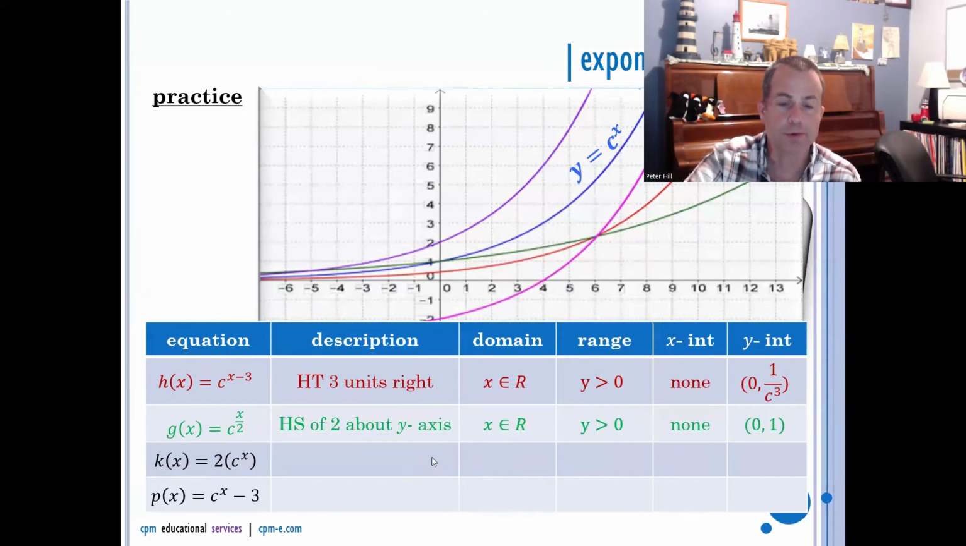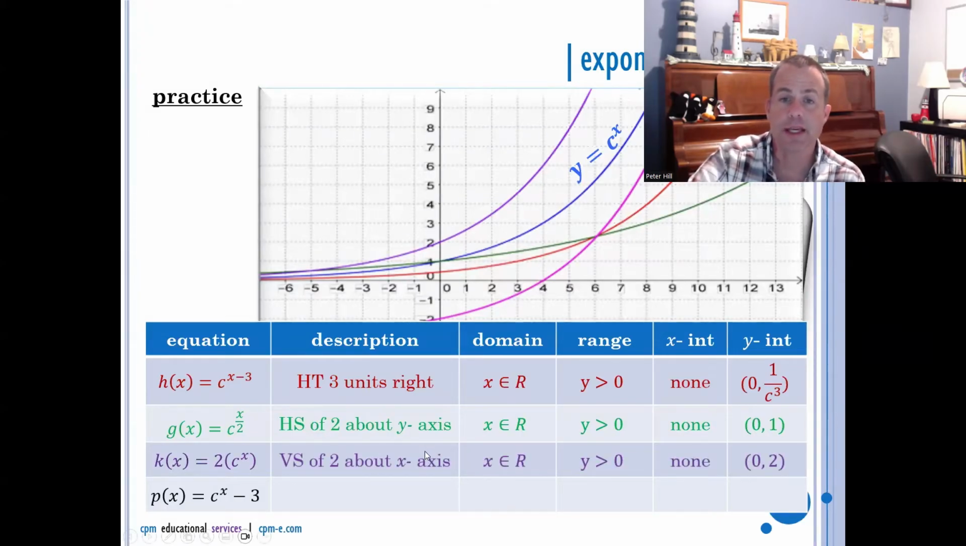My domain would still be real. My range would still be greater than 0. I would still have no x-intercepts, and my y-intercept would now be at 0, comma 2.